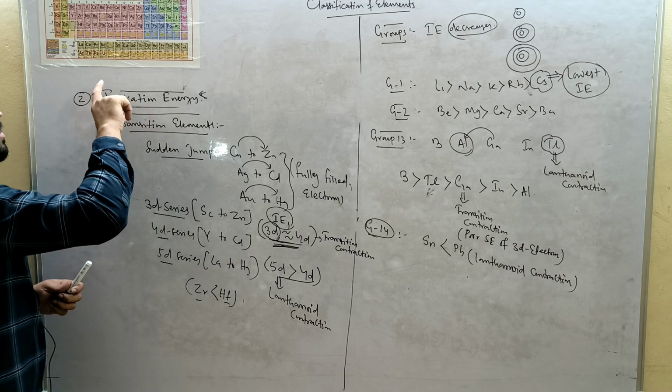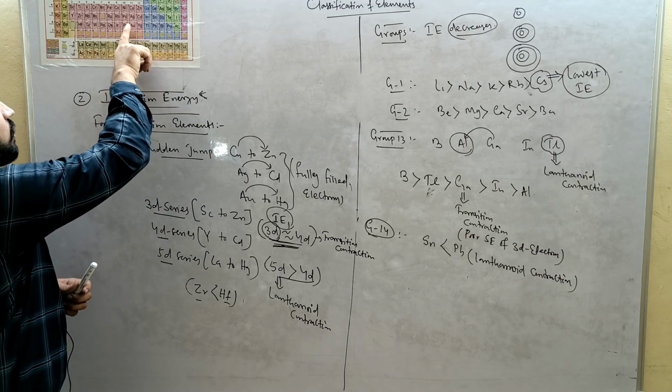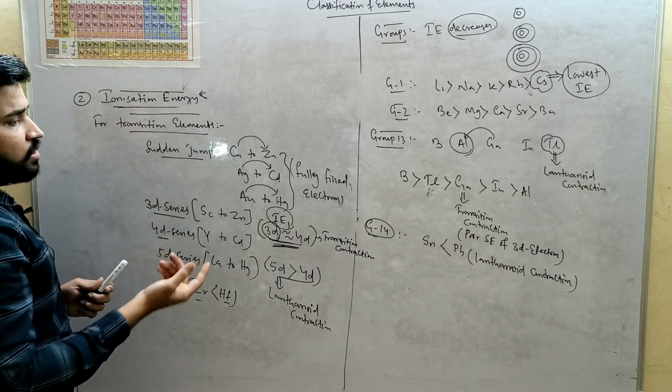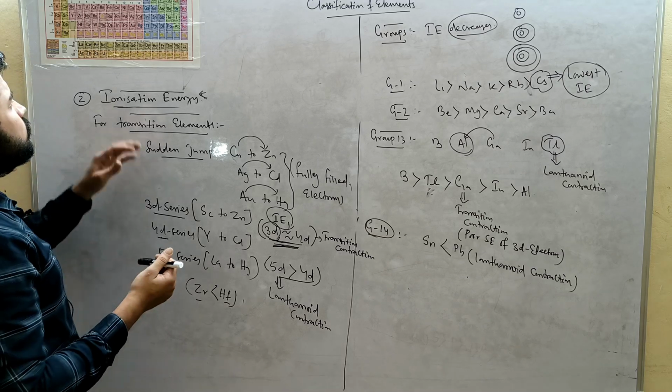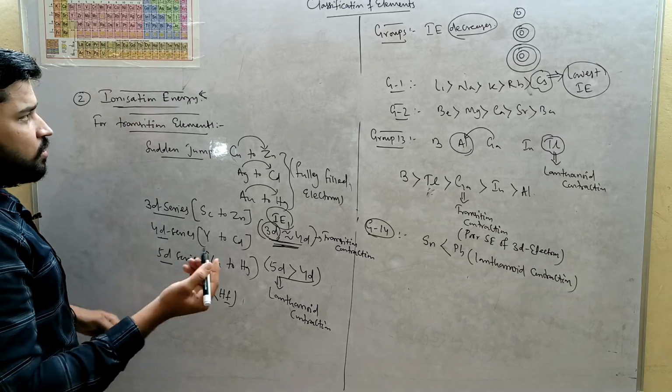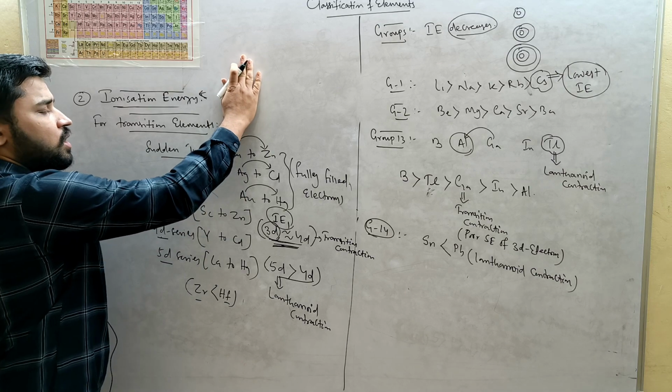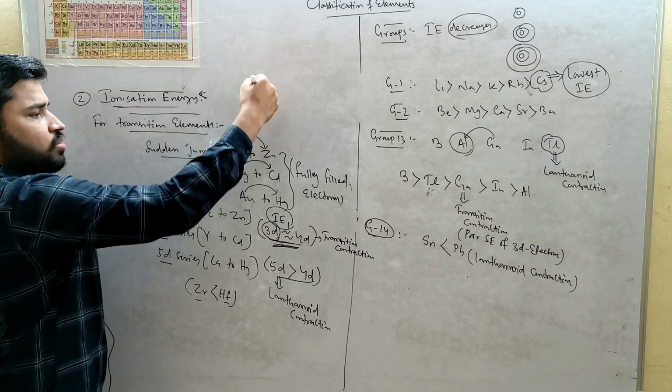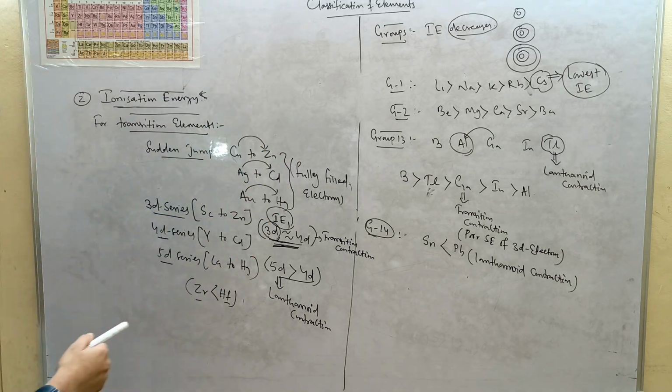And also we can see silver and cadmium, and between palladium and silver, we can see the electronic configuration. So the next point we will continue.